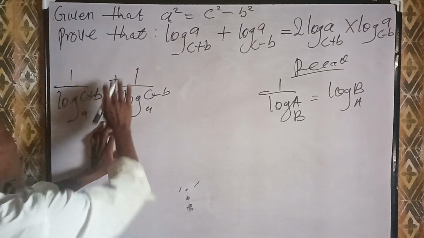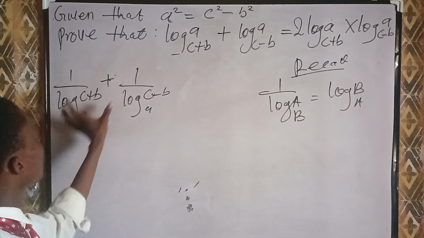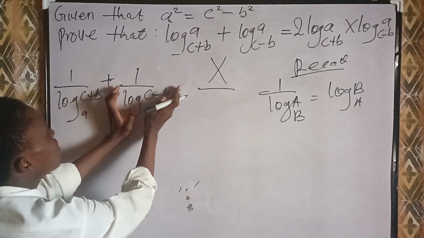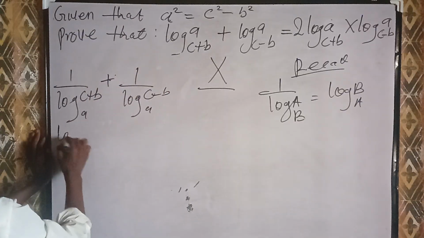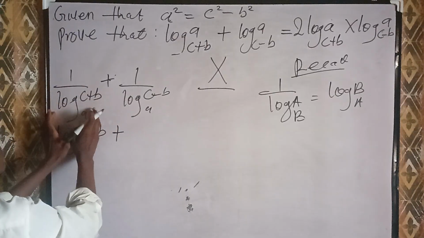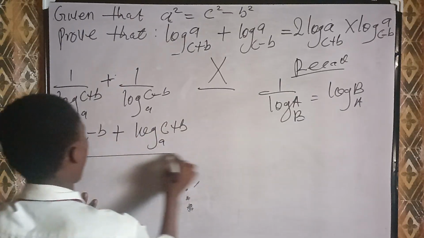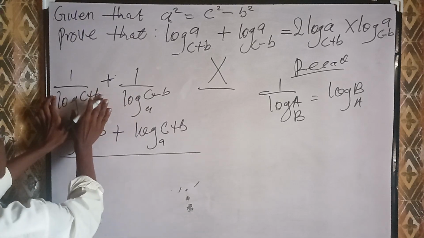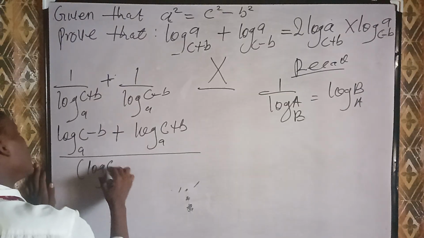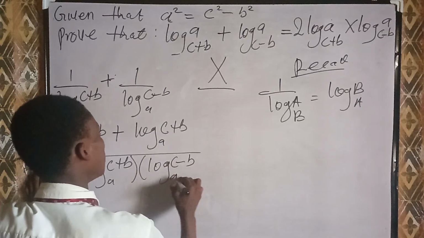So from here, we are going to cross multiply. Either you cross multiply or you look for the LCM. That means this is multiplying this, and this is multiplying this, so we are using this rule. All right, let's go now. Log_A(C−B) times this gives us log_A(C−B), plus log_A(C+B) times this gives us log_A(C+B), all over log_A(C+B) times log_A(C−B), which gives us log_A(C+B) multiplied by log_A(C−B).